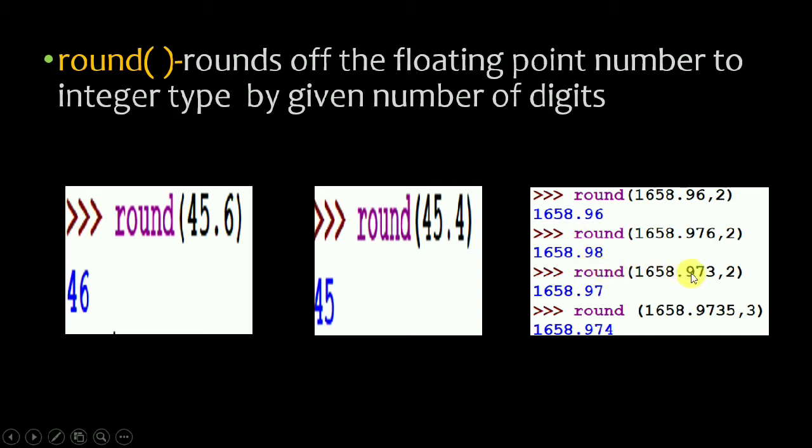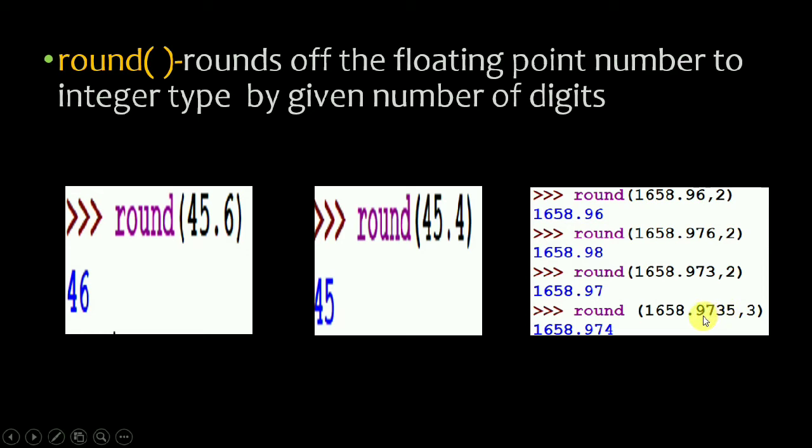Similarly, if we take another example, 1658.973, that we want 2 digits after the decimal places, and the last digit is 3. Now 3 is less than 5. So 3 will be removed and this 7 will remain as it is. And the answer will be 1658.97.